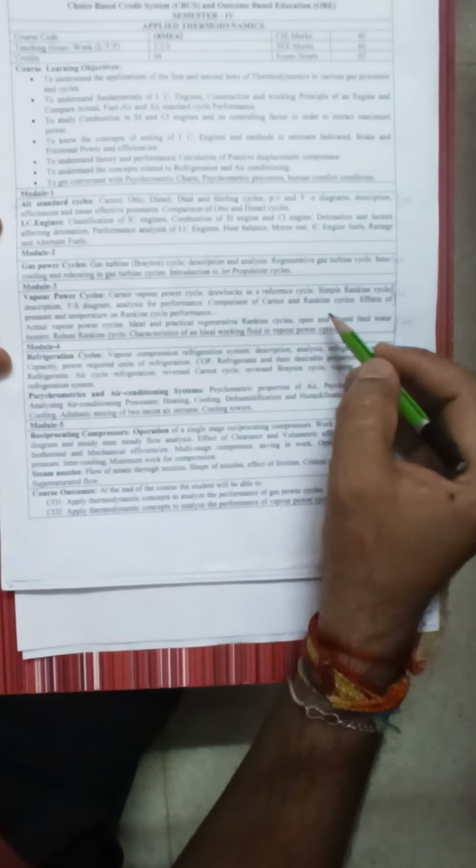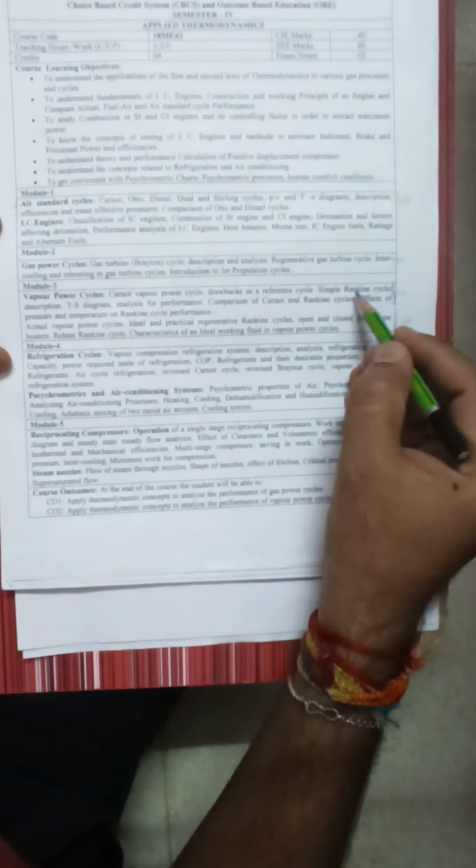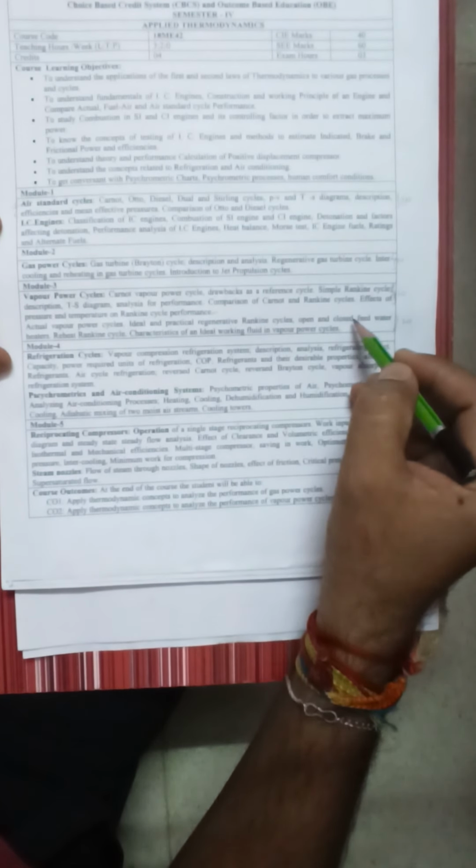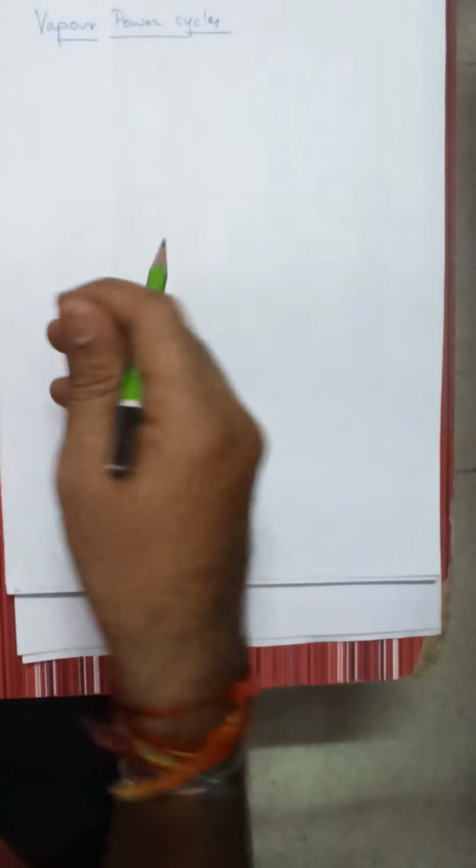There will be two options. You can write this question or answer this question in the exams. So module number 3, write vapor power cycles. Immediately a question arises in our mind: whether vapor and steam are the same or different.